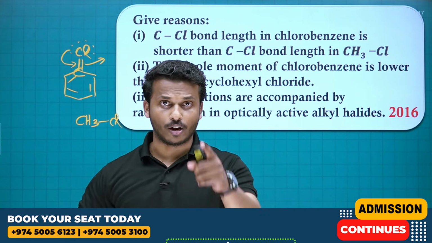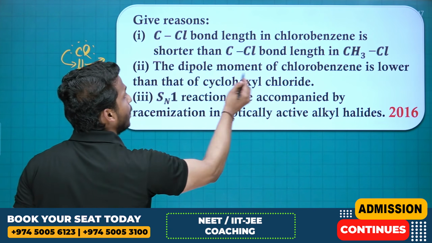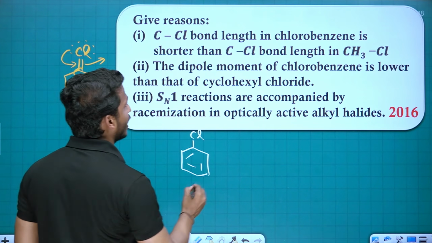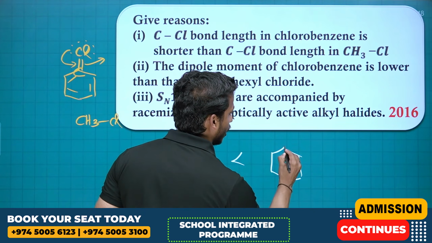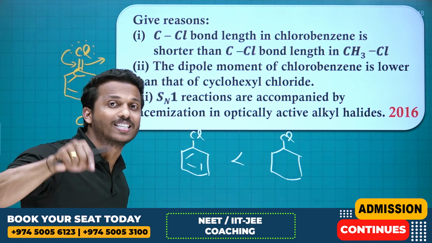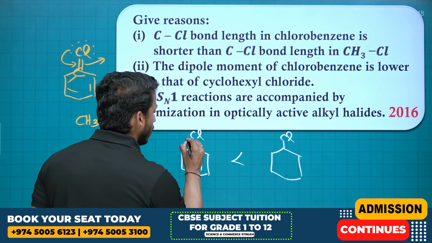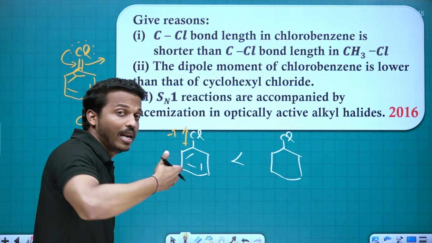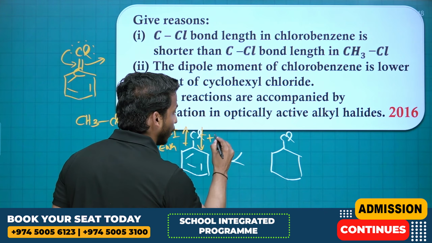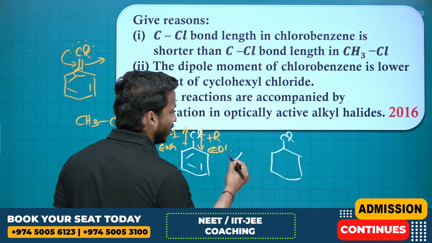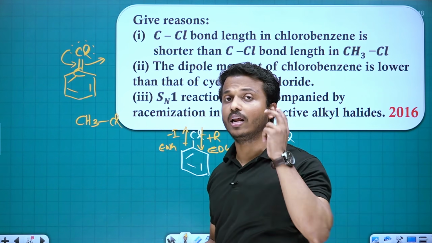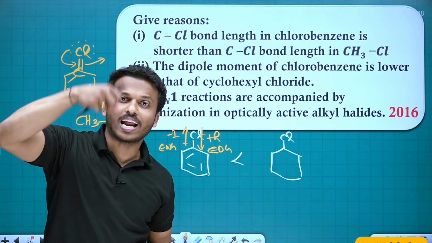The dipole moment, an NCERT question, okay. The dipole moment of chlorobenzene is lower than that of cyclohexyl chloride. Why is it so? In chlorobenzene, when chlorine is present on the benzene ring, it has two effects. Which one? Minus I effect, meaning electron-withdrawing effect, and due to resonance, plus R effect, that is the electron-donating effect. So remember, when a halogen is present on a benzene ring, it has mainly two effects.